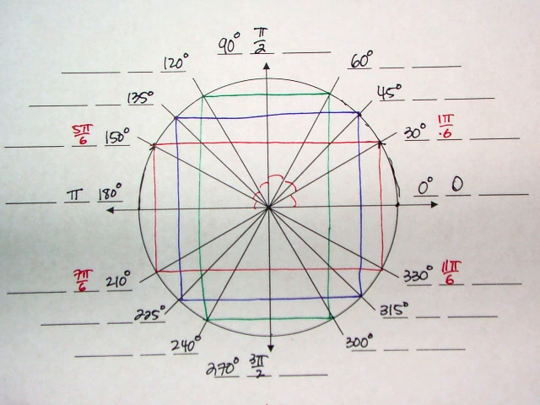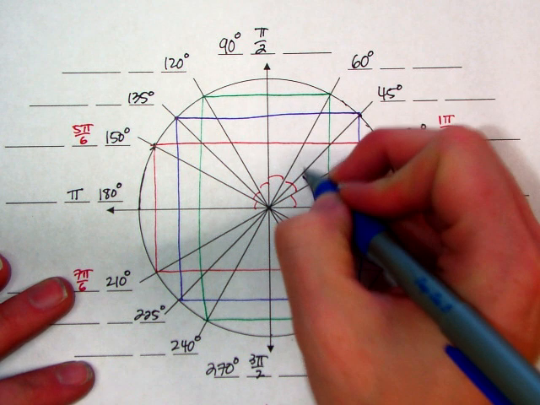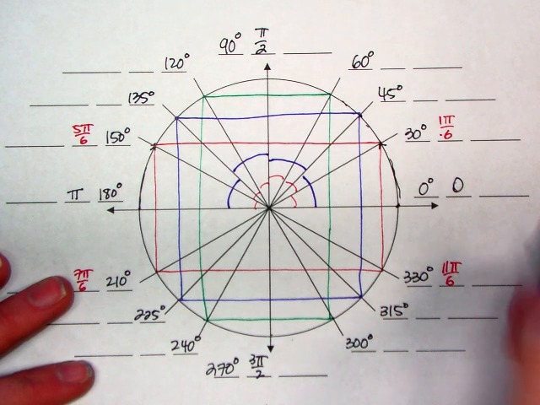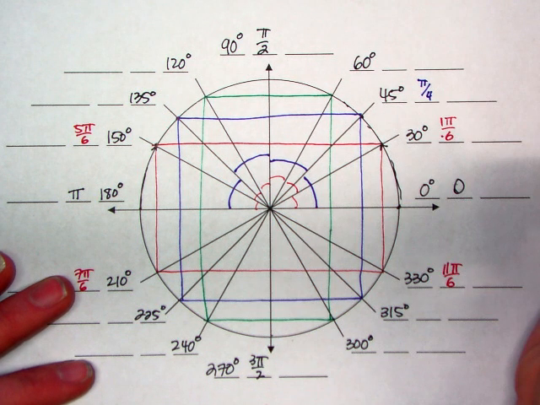Next we'll do the 45s in blue. So 45 degrees is 1/4 of pi. It would take 4 of those, 1, 2, 3, 4, to get all the way to 180 degrees. And we want just one of them. So that's going to be pi over 4.